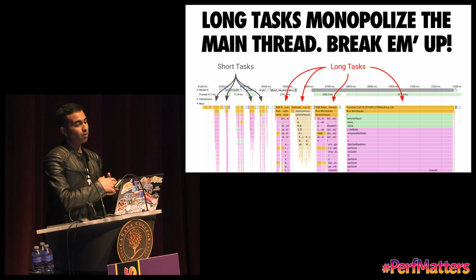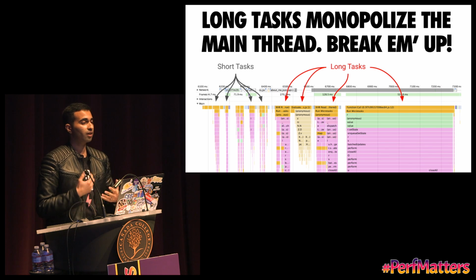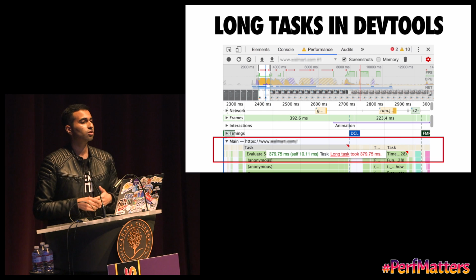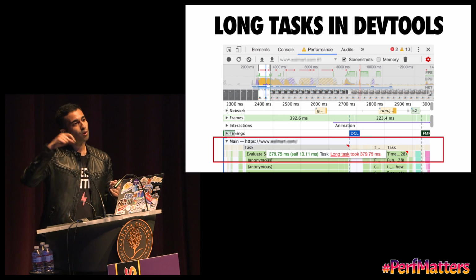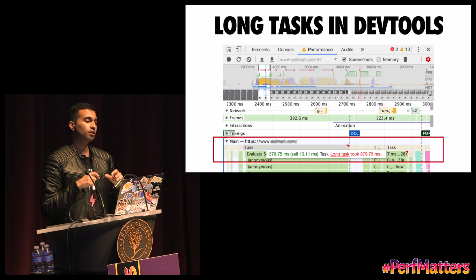For folks who have got a little bit less experience with the DevTools performance panel and are not really sure how to identify long tasks, we actually just landed a change in the Chrome DevTools whereby if you hover over a long bar of work, we'll tell you if it's causing long tasks.